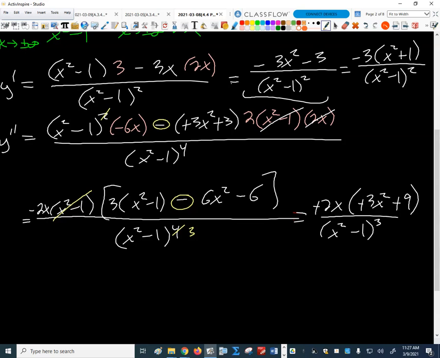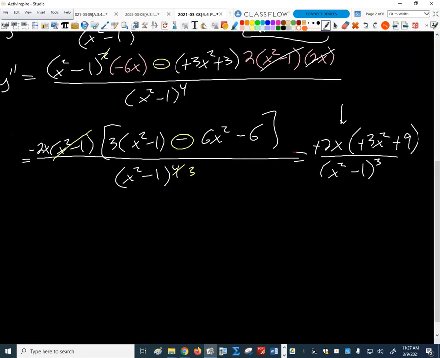Okay, so looking at zeros, we get no zeros of the denominator that are in the domain, but there is a 0 of the numerator, isn't there? I get x equals 0 is a 0 of the second derivative. Everybody agree? Okay, so let's make our table.